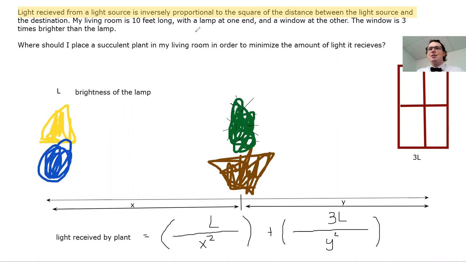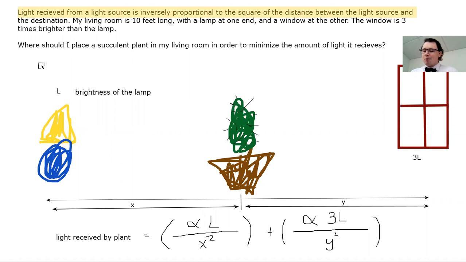And finally, I'll need to take into account that these are proportional figures, even though my setup doesn't tell me exactly what the proportion is. So I will use the Greek letter alpha here to represent my proportionality constant, right? What is the multiplier you need to convert from brightness over distance squared into actual amount of light received? So this is the formula that I want to be minimizing for this problem.